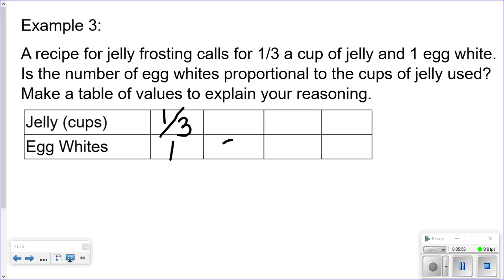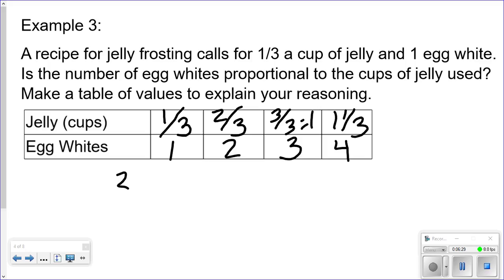If we were to use 2 egg whites, you're going to use 2/3 a cup. If you were to use 3 egg whites, you would now use 1 cup because it would be 3 over 3, which equals 1. If you were to use 4 egg whites, you are now using 1 1/3 cups. Now you would have to look for the unit rate. The unit rate should be 1/3 over 1 for it to be proportional.